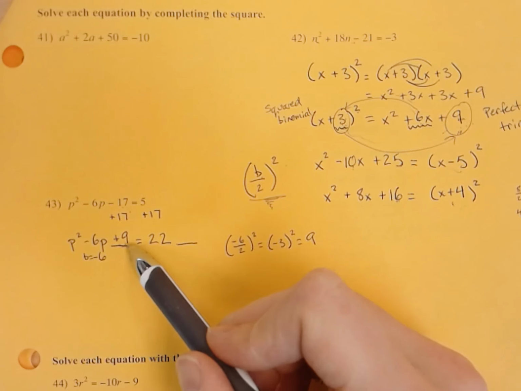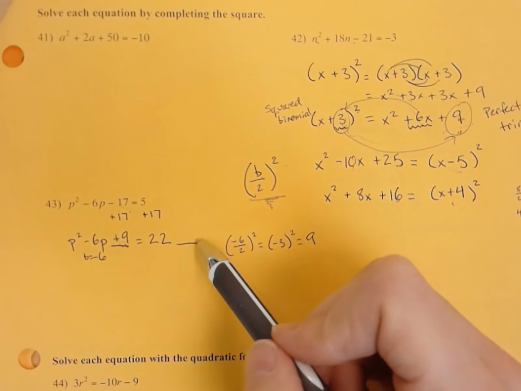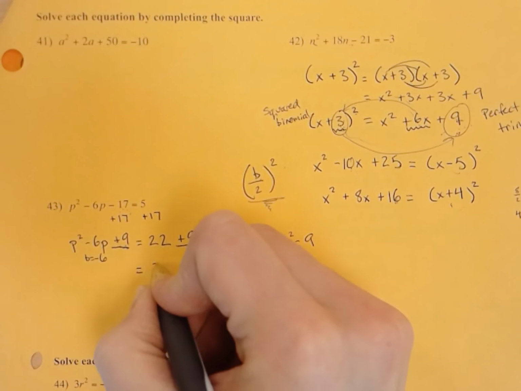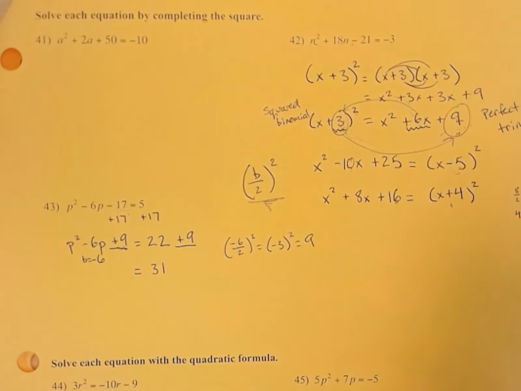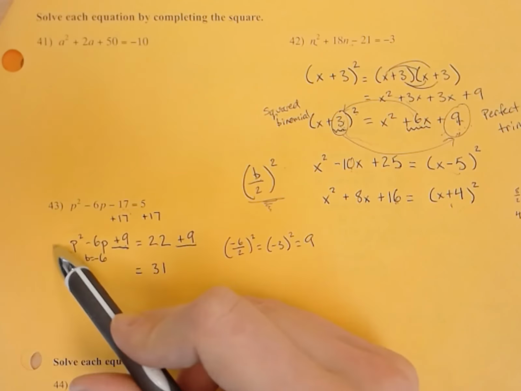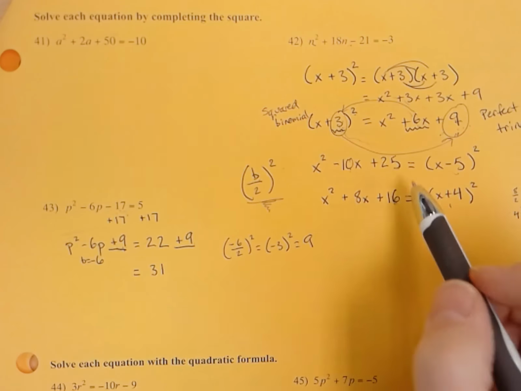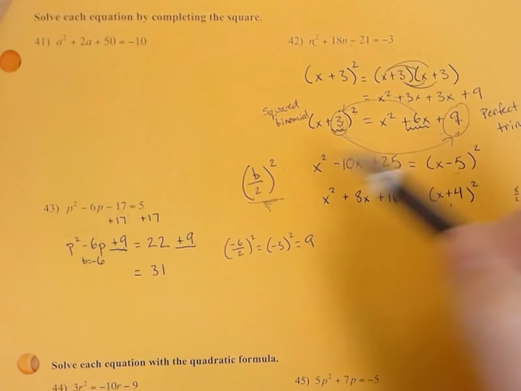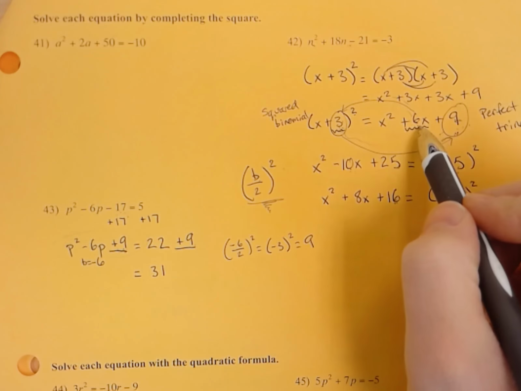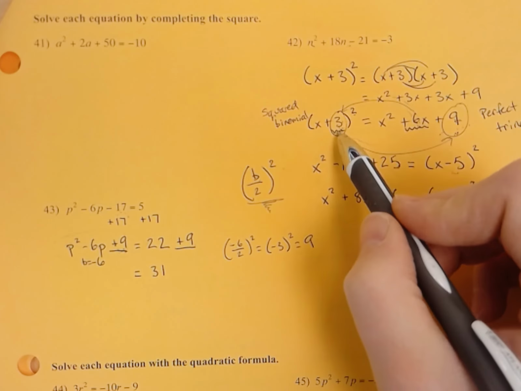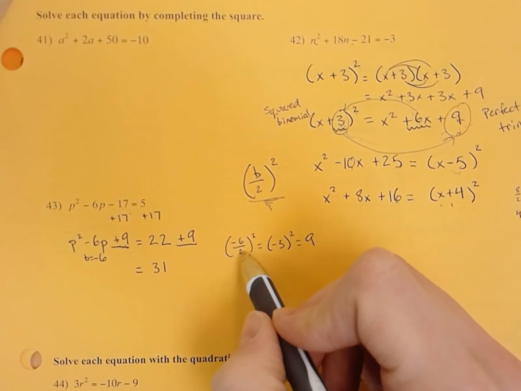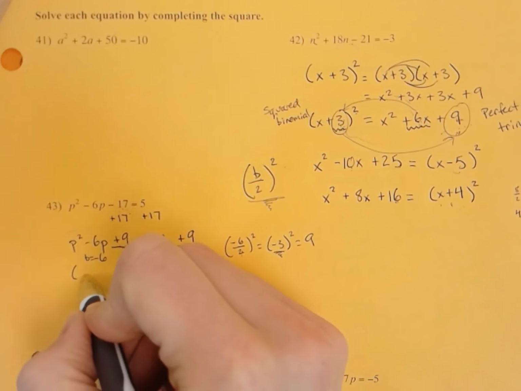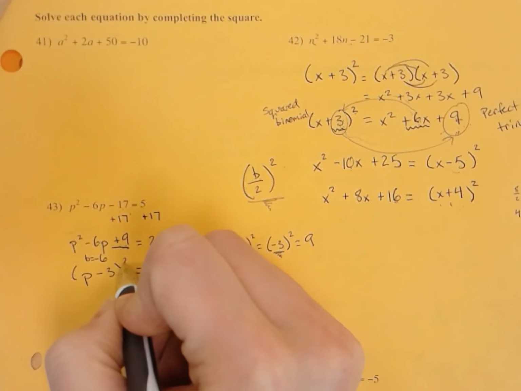But I can't just add 9 to one side of an equation. I have to add it to the other as well. So I know over here I'm going to get 31. But now, the whole reason that I cared about this is because I'm going to rewrite it as one of these squared binomials. Well, how did I find what number came in that parentheses? Oh, I took the middle and cut it in half. Oh, we already did that. Negative 6 over 2 is negative 3. So this becomes p minus 3 squared.